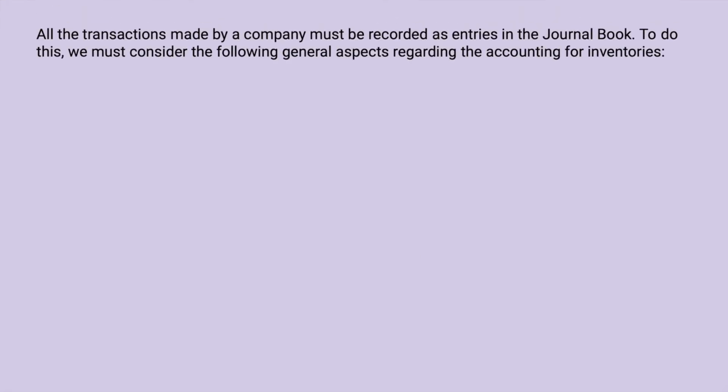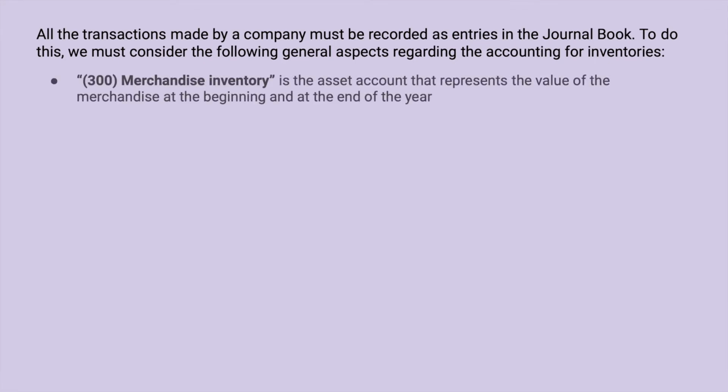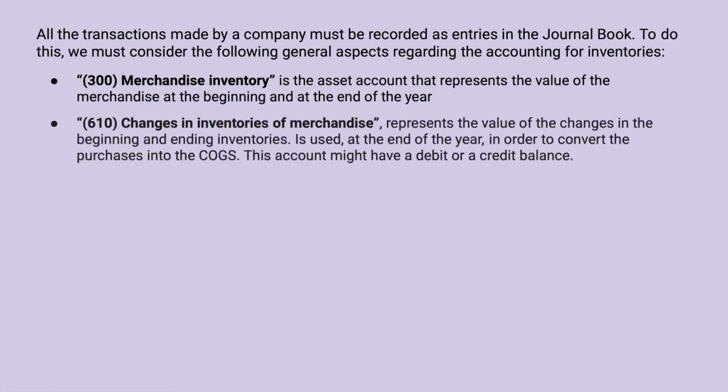All the transactions made by the company have to be registered as entries in the journal book. To do this, we have to take into account the following general aspects regarding the inventory accounts. The first one is merchandise inventory. It is an asset account and represents the value of the beginning and ending inventory. It is only used on those dates and not during the accounting period.